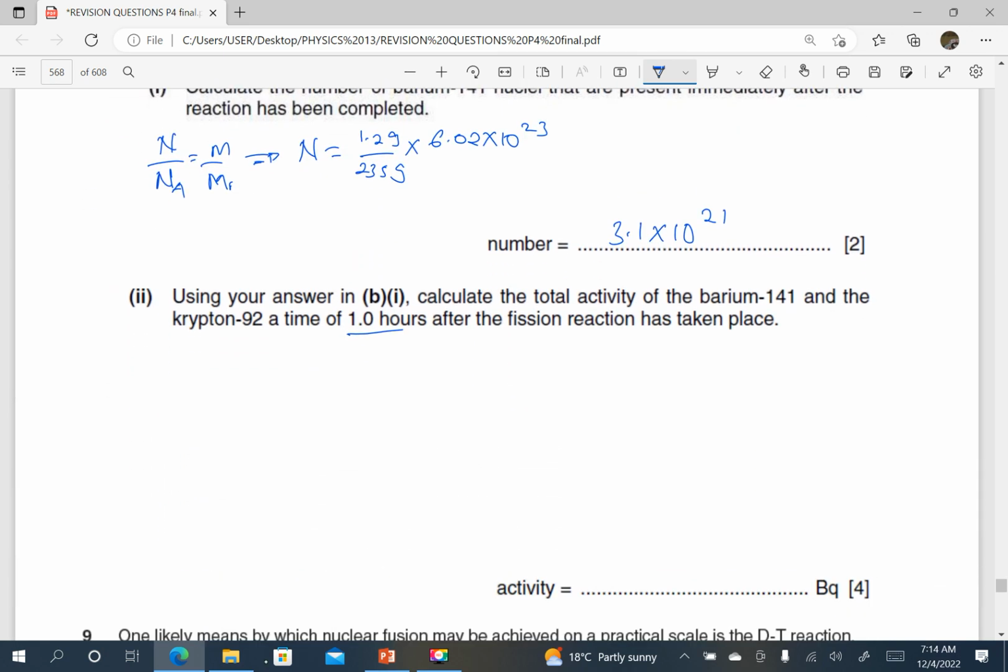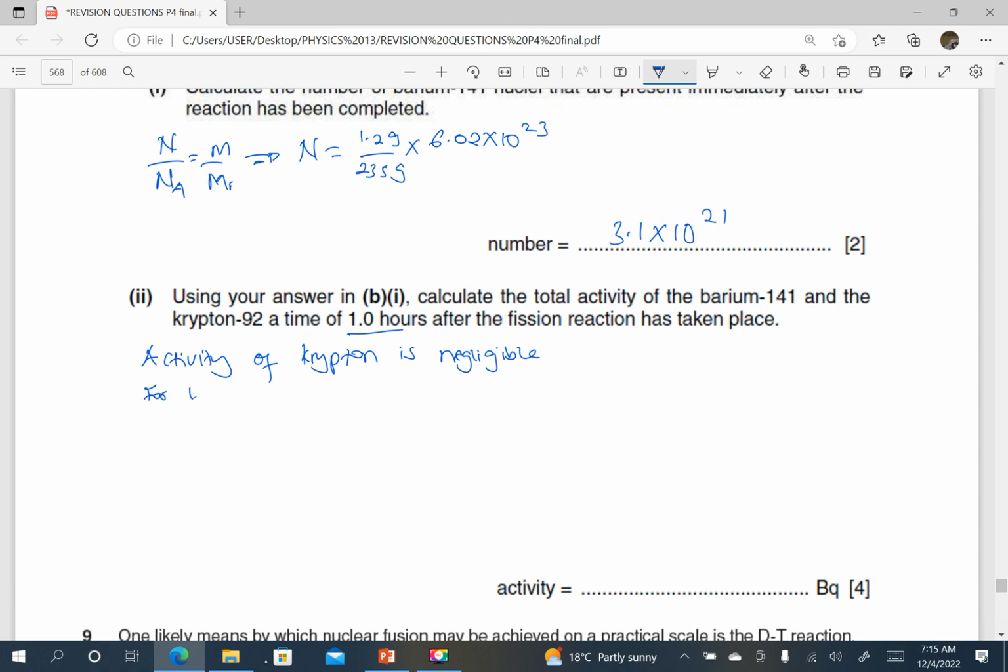Okay, so we want the total activity of the barium and krypton. We know the activity of krypton is negligible because of its small half-life. Let's now find the number of nuclei for barium.